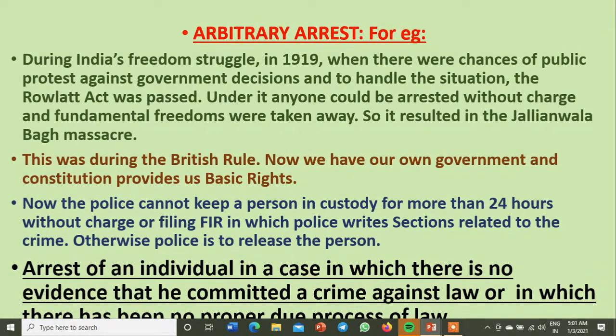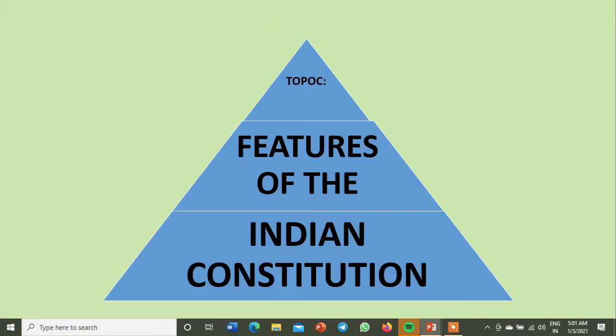So, when an individual is arrested in a case in which there is no evidence that he committed a crime against the law, or in which there is no proper process of law, meaning proper process, or if police has kept the person more than 24 hours without an FIR, this is arbitrary arrest.